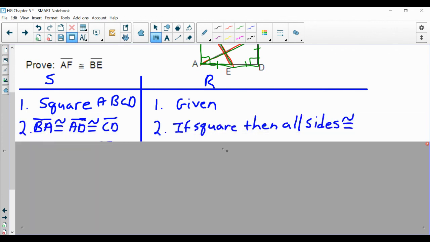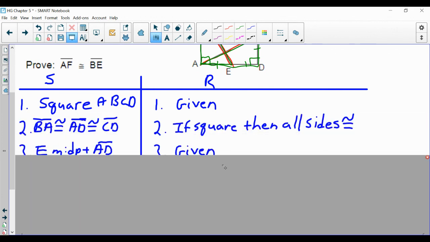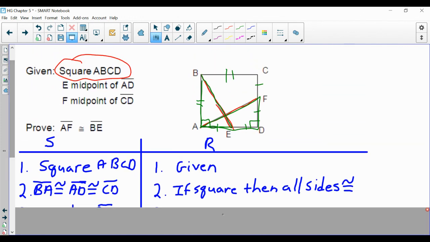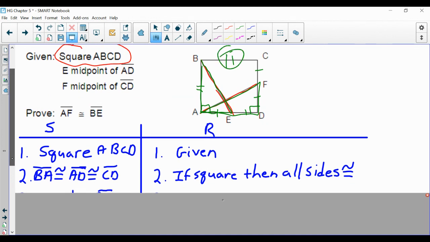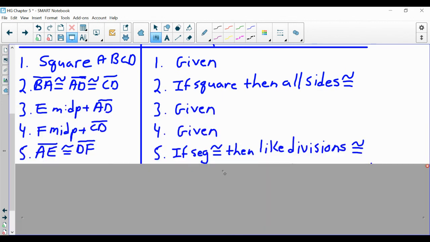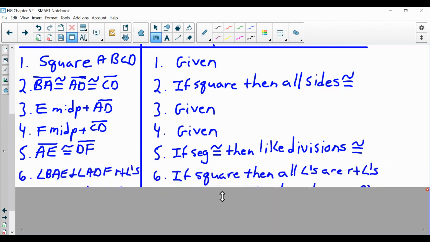We'll see. Square, perfect. If square, all sides are congruent. I listed just the sides I needed. So BA, I didn't list BC. BC, none of the triangles touch it, so I didn't need it. Okay. Then E is the midpoint, F is the midpoint, and I don't have to say that the two parts, like AE and ED, are congruent. I don't have to say that because I have that their sides are congruent. So then I can just jump to the like divisions. I know some of you like to add those in. It's not wrong if you do. You're just adding a few extra steps.